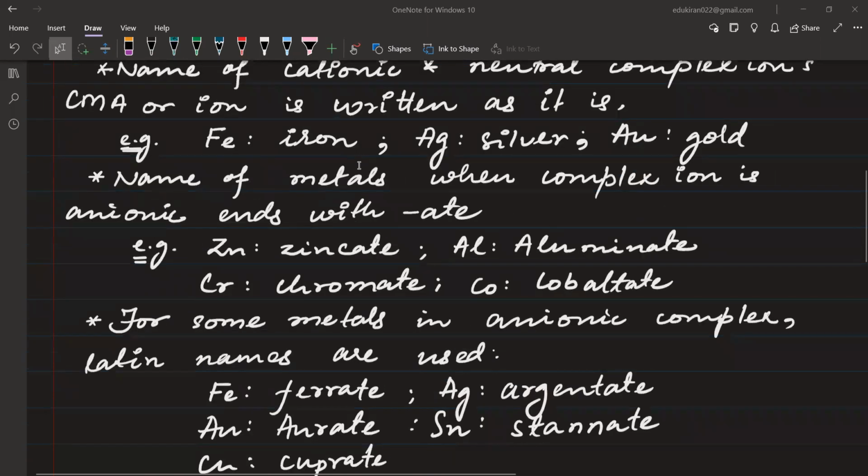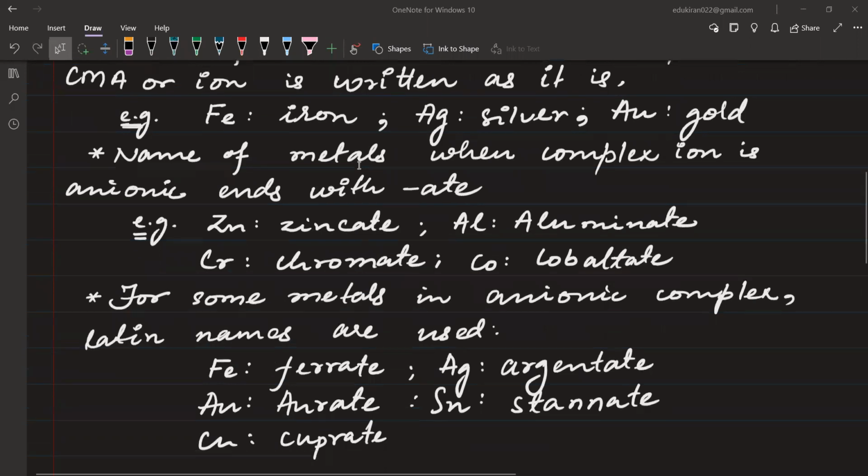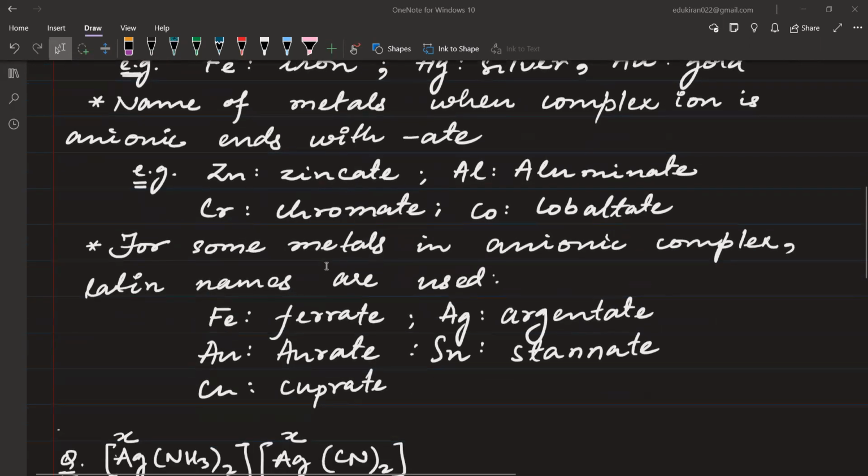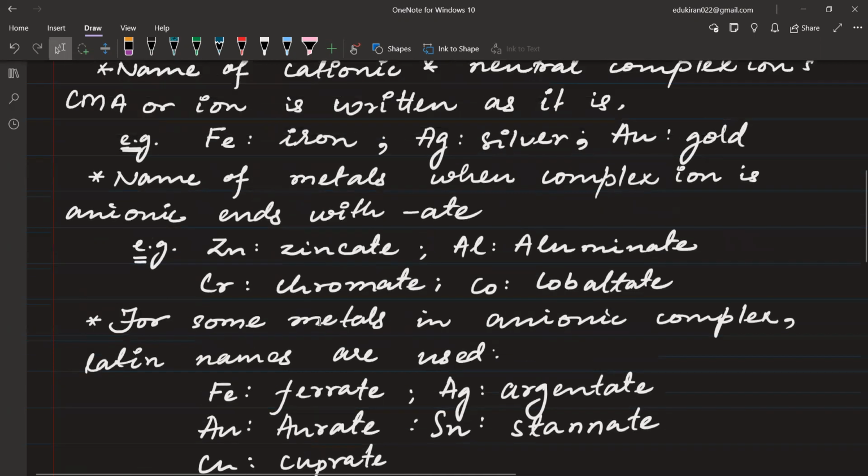Like you have written that for some metals in anionic complexes we have to write Latin names. Yes, these are the metals. For only these metals you have to write the name this way. For Fe you have to write ferrate, you can't write ironate. Only for anionic, right? In cationic, as it is, you have to write. In cationic, if there is Fe, write iron, if Ag, then write silver. In cationic and also in neutral, if you have a neutral complex.